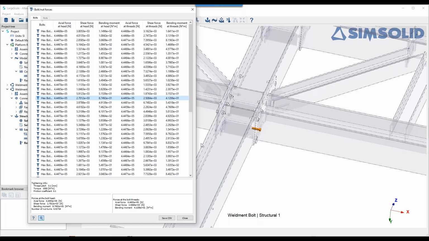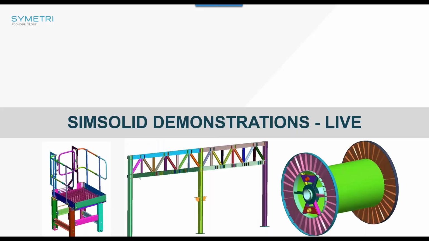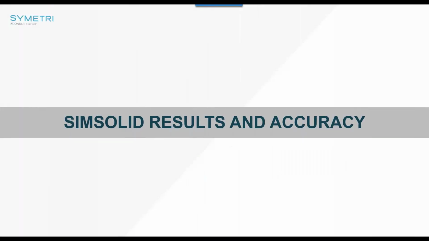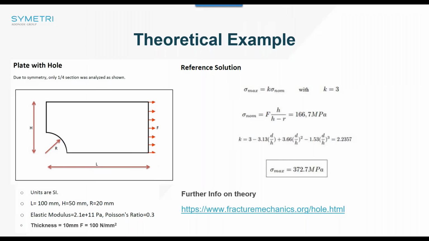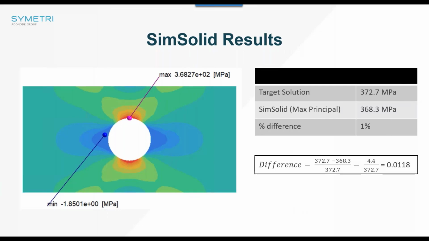Then everybody may have a question about this. If it doesn't use a mesh, how the hell do we know the results are accurate? It's a question I get asked all the time. So I thought it might be useful to go through some examples. So this is a very simple document. There is the link to the theoretical example. And we've compared that example with SimSolid, and you can see the result is almost the same as the hand calculations.